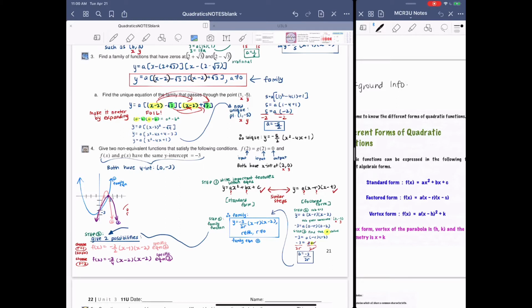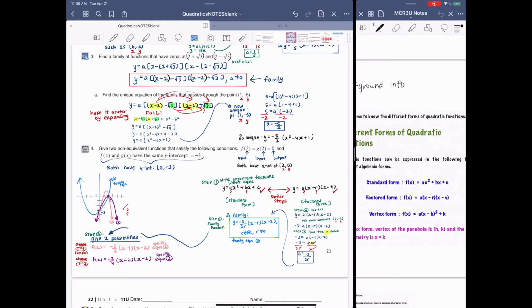If you look at the pink and purple, the pink graph does go through the x-intercept of (2, 0). Meanwhile, it does go through the y-intercept of -3. See how I've satisfied that? Look at the purple. It also goes through and has an x-intercept of (2, 0), but you also notice that it happens to be the vertex there and has a y-intercept of -3.